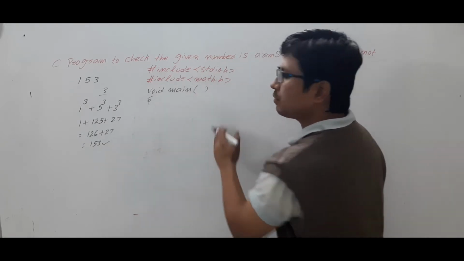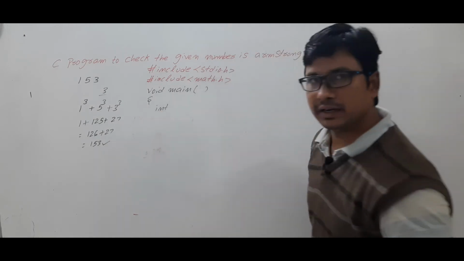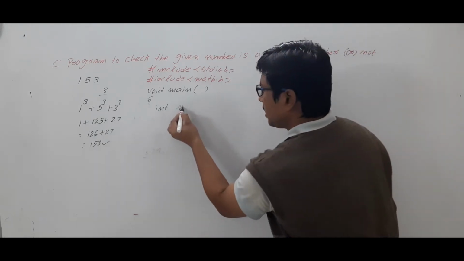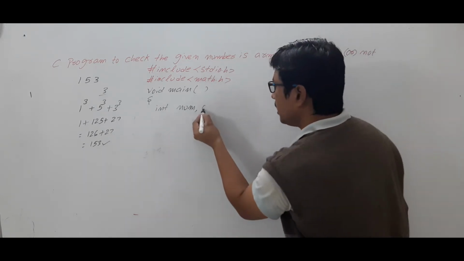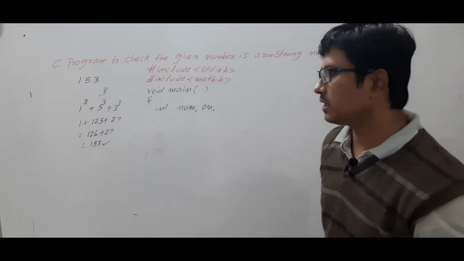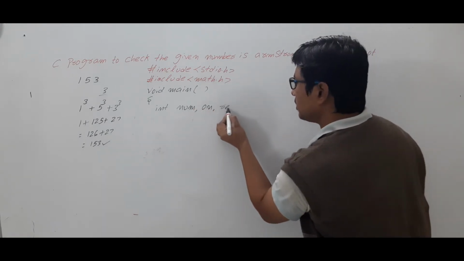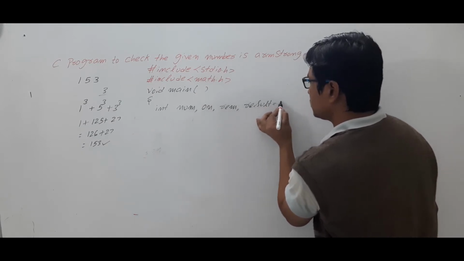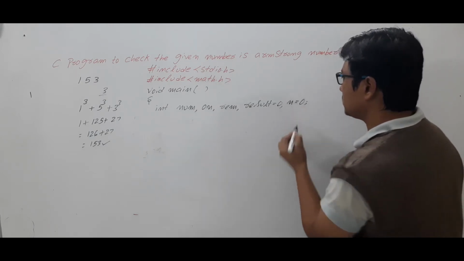I need to declare what variables are required for me. I need integer variables, so I'm using the data type called int. I'm taking a variable num, which consists of the original number. I will take on, which is the original number, or you can write original number also. And let me take a variable remainder. I will take the variable result is equal to 0. And also I will take a variable called n is equal to 0.